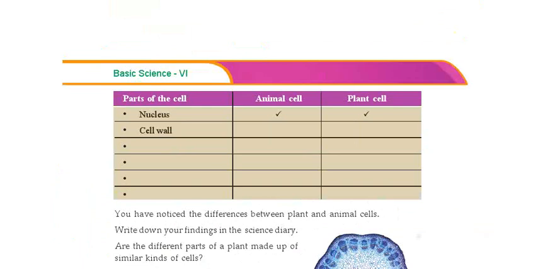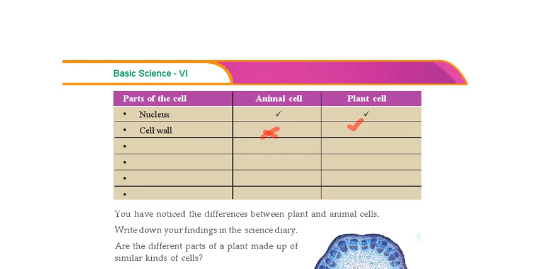Then they put a tick mark. Listen, the first part is nucleus. Then you know that nucleus is present in both animal cell and plant cell. Now cell wall. Take this cell wall. Is cell wall present in both animal cell and plant cell? No. Cell wall is present only in plant cell. It is not present in animal cell. So we can put it like this.